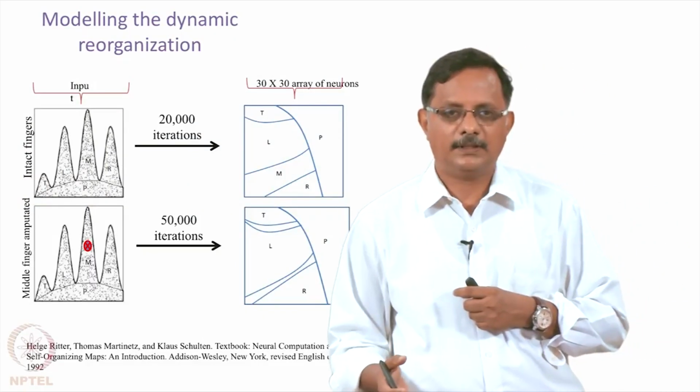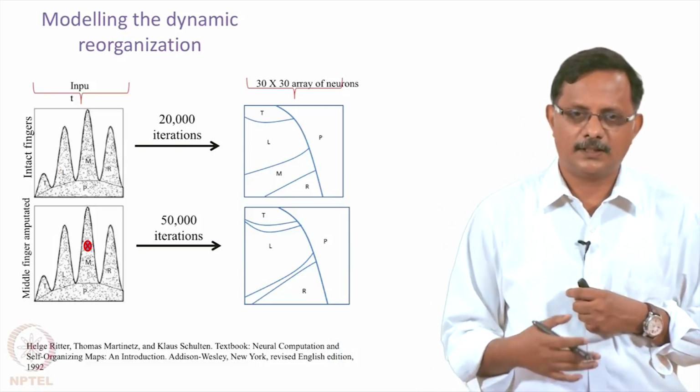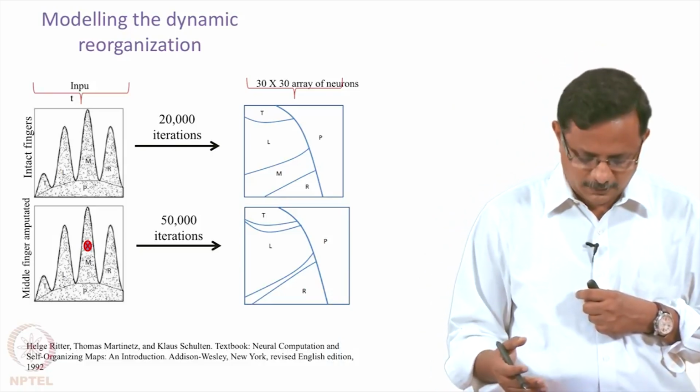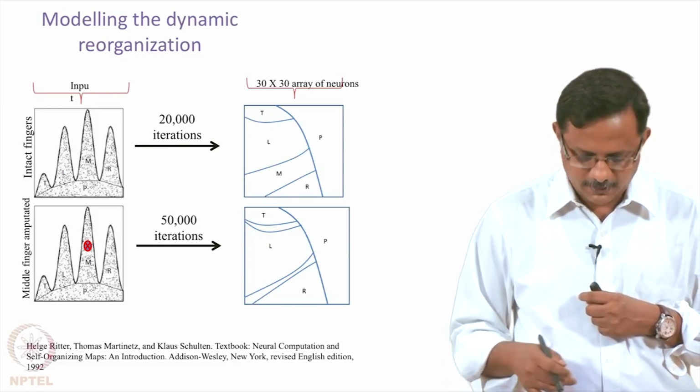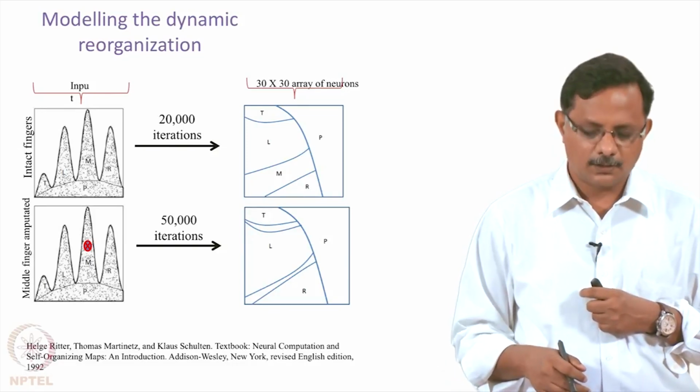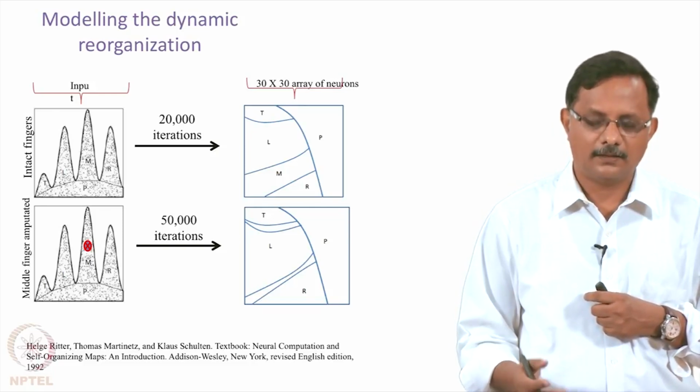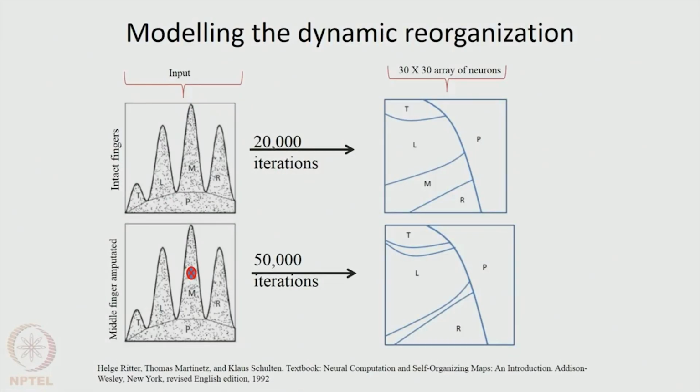So this phenomenon can be simulated very easily using a self-organizing map model. This was done in a study by Ritter, Martinez and Schulten, described in this reference here. They took a simple model of the hand, which is shown here. Basically, it is a simple two-dimensional geometric pattern with the fingers: the thumb, the index finger, middle finger, ring finger, and there is no pinky, the little finger is omitted in this simulation, and this whole region is the palm.